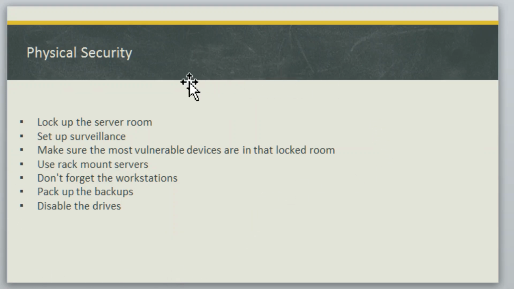Let's talk about physical security here. These may seem obvious, but these are good things to know. First, if you have a server room, make sure it's locked up every time you enter and exit. Set up surveillance inside the server room so you can see who is in there messing with things. Make sure the most vulnerable devices are in that locked room, so anything that you don't want being tampered with is in the room that's locked. Use rack mount servers. Don't forget the workstations. You also want to back up any backups you have, and you also disable drives that you're not using, or when they're not in use.